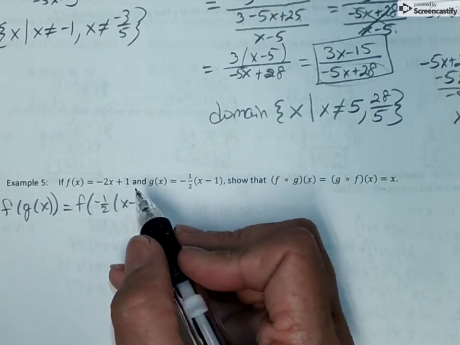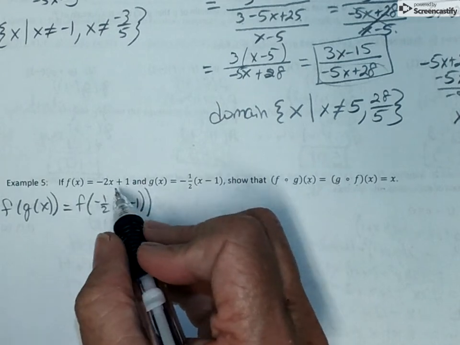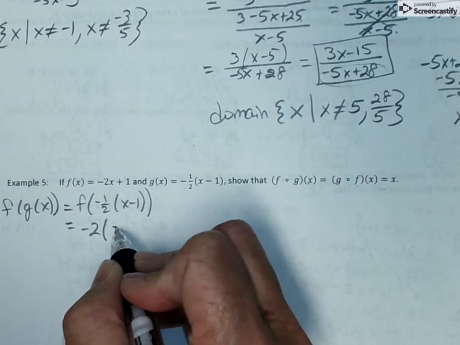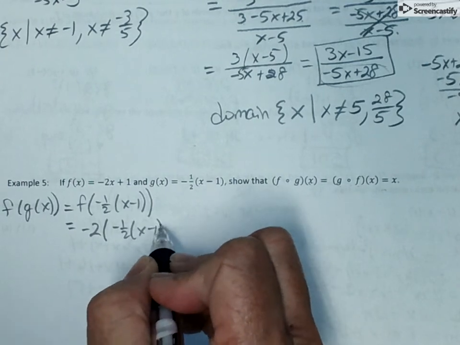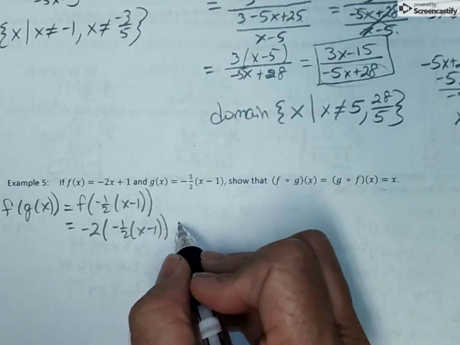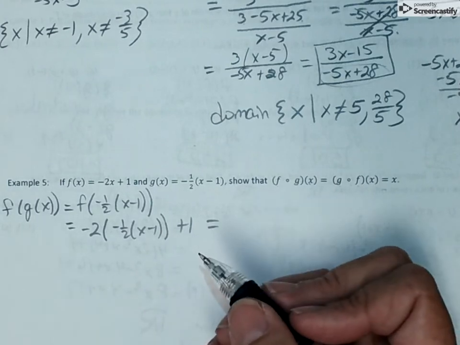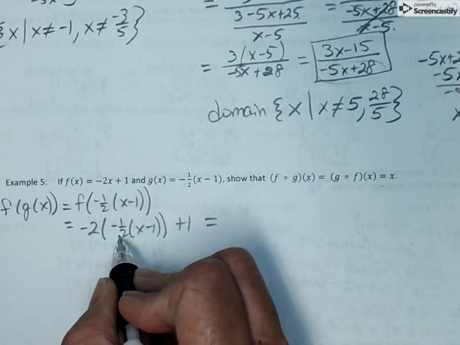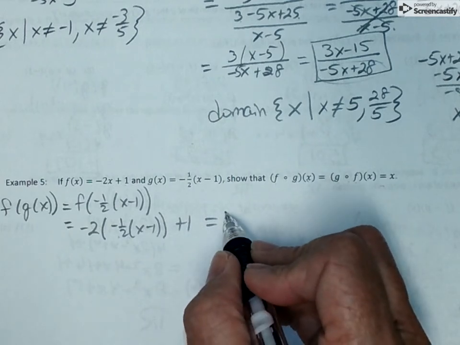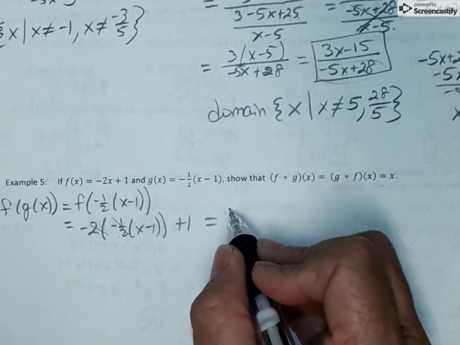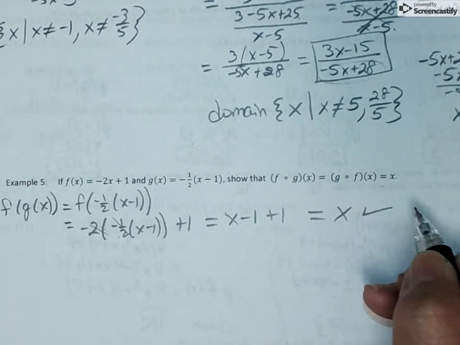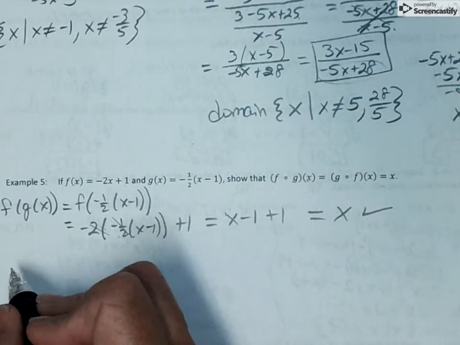So f says take whatever I'm putting in here, multiply it by negative 2, so negative 2 times (negative 1/2 x minus 1) plus 1. Okay, let's see what we get here. So negative 2 times negative 1/2 gives me a positive 1. So those really cancel with each other, giving me x minus 1 plus 1, which equals x. Okay, that's good.